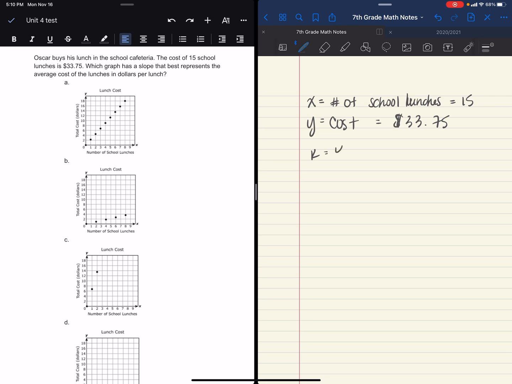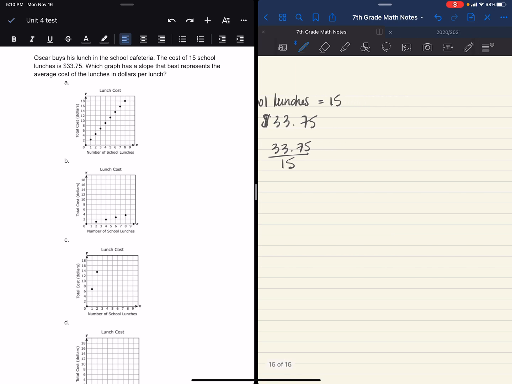So k equals y divided by x. My y is 33.75. My x is 15. So 33.75 divided by 15. I'm going to do that off to the side here. Let's put 15 outside, 33.75 inside, bringing my decimal up to the quotient. I know that 15 can go into 33 2 times because off the top of my head, I know that 15 times 2 is 30.